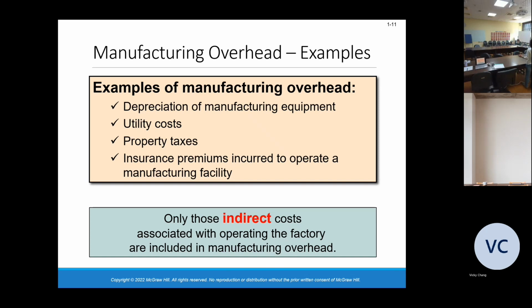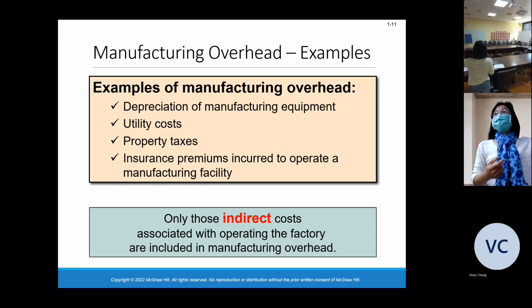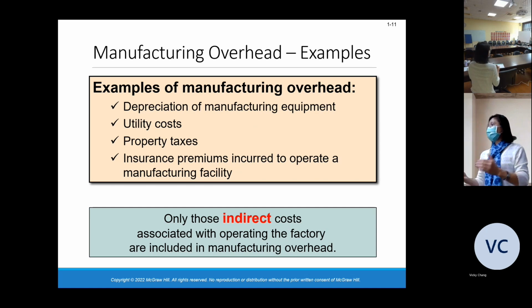Especially with technology, you have to recognize the useful life of your assets, and you divide the value of the asset over that useful life. Each asset has its own useful life. That is called depreciation. So depreciation of manufacturing equipment or machines is part of manufacturing overhead.